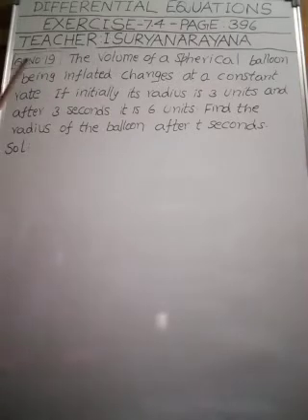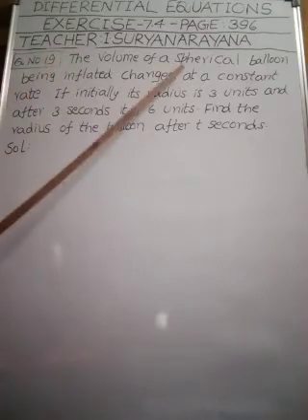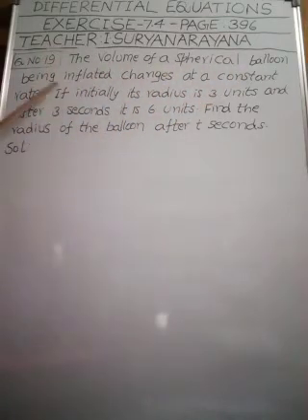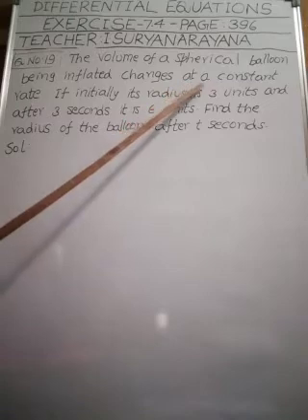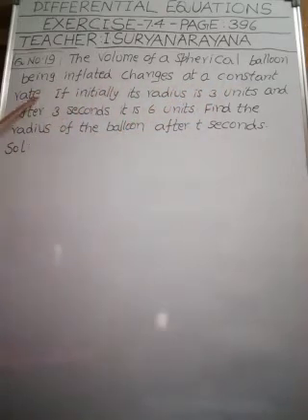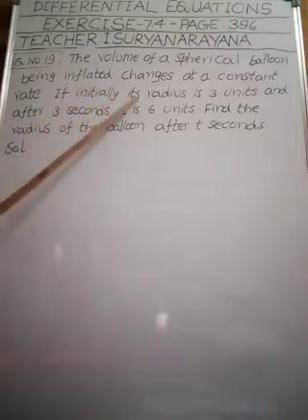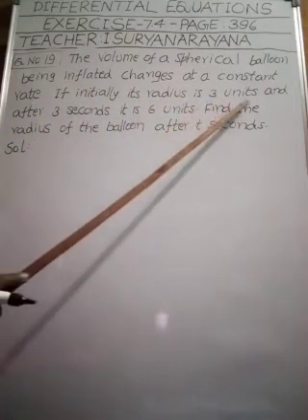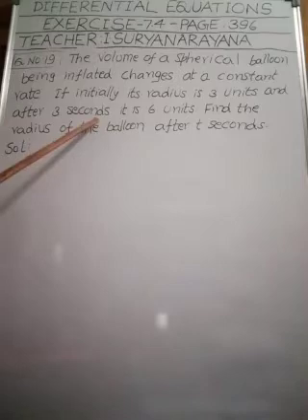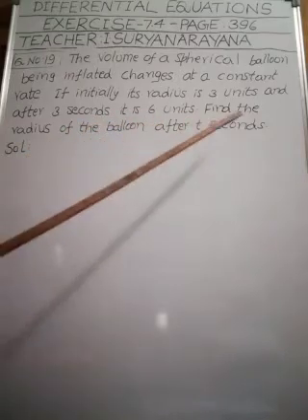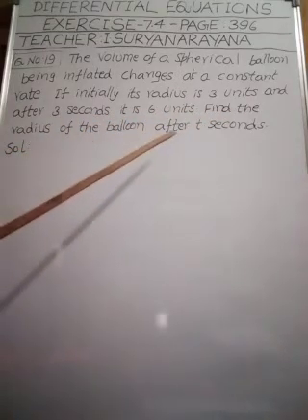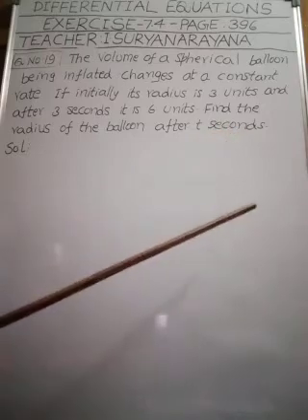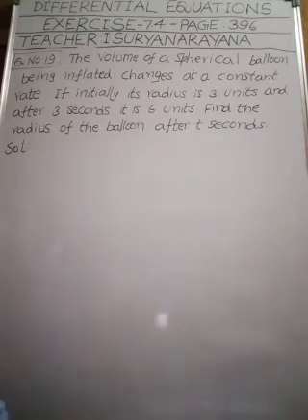Come to the question number 19. The volume of a spherical balloon being inflated changes at a constant rate. Okay, my dear children, understood this point. If initially its radius is 3 units and after 3 seconds it is 6 units. Find the radius of the balloon after 3 seconds. Okay, my dear children, understood this point. Understood this question, my children?